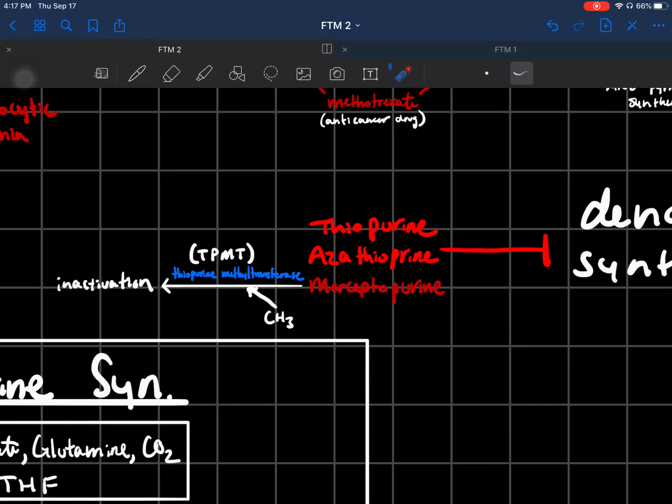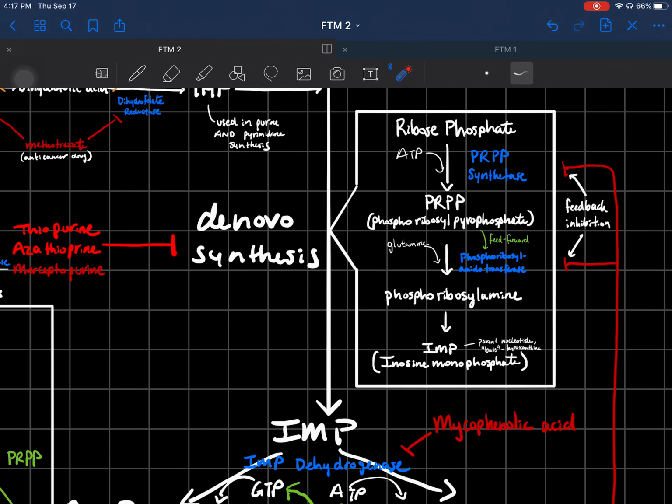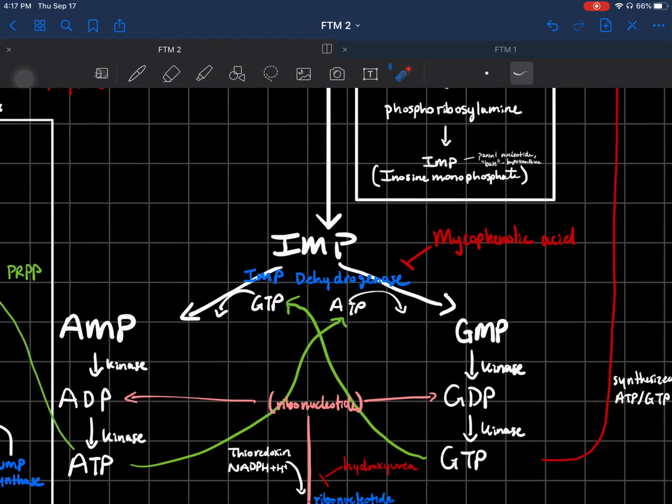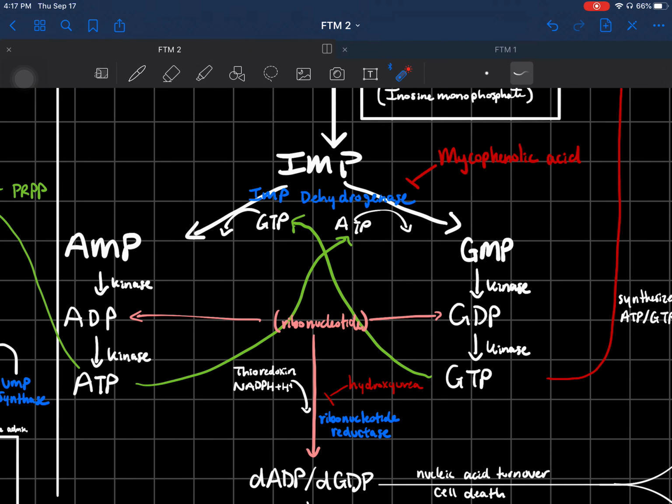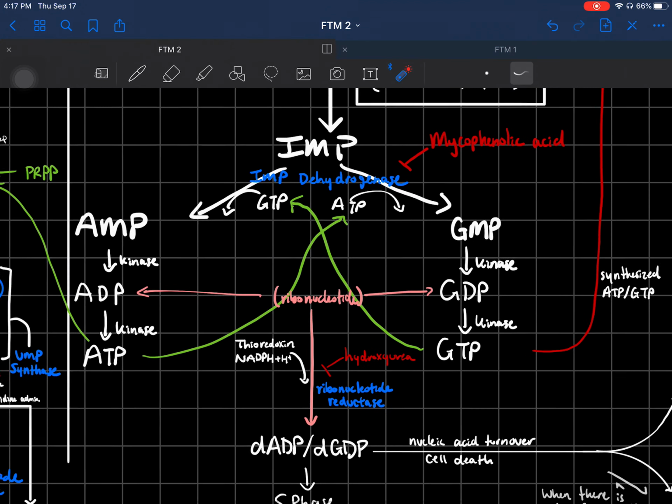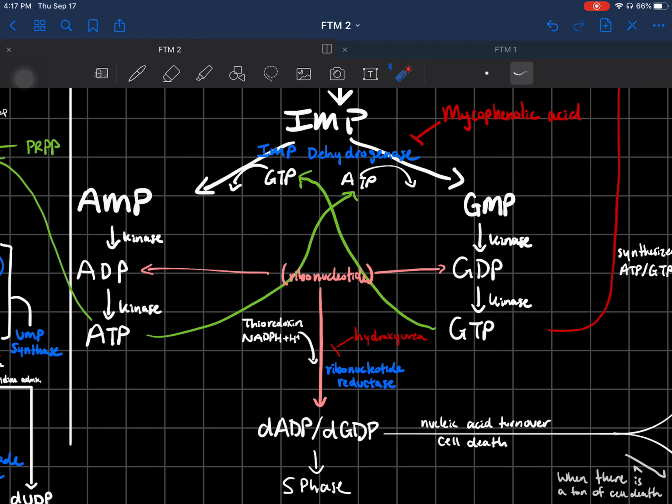But if this enzyme is inactive, or you have a deficiency for this enzyme, and it can be inherited, you're going to have a buildup of mercaptopurine, and that might have extremely terrible effects for you, as you might imagine, because you'll now not be able to synthesize IMP, and IMP is going to be very important in your ATP, GTP synthesis, as well as, more importantly, your deoxyribonucleotide synthesis for your DNA. Okay, so let's walk through this.